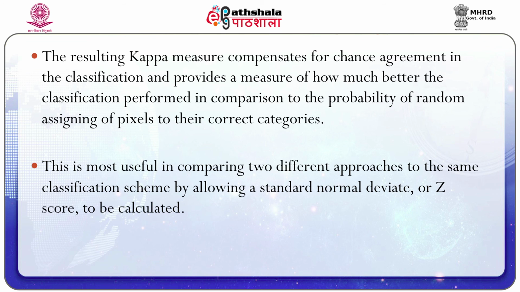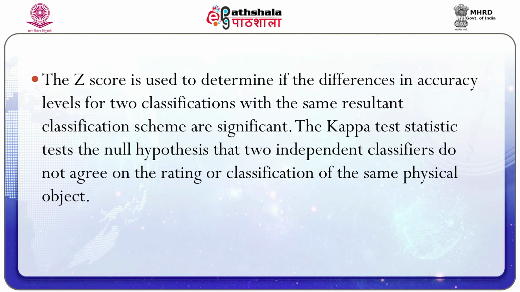The estimated variance of the kappa coefficient of agreement can also be calculated. This is most useful in comparing two different approaches to the same classification scheme by allowing a standard normal deviate, or z-score, to be calculated. The z-score is used to determine if the differences in accuracy levels for two classifications with the same resultant classification scheme are significant. The kappa test statistic tests the null hypothesis that two independent classifiers do not agree on the rating or classification of the source.